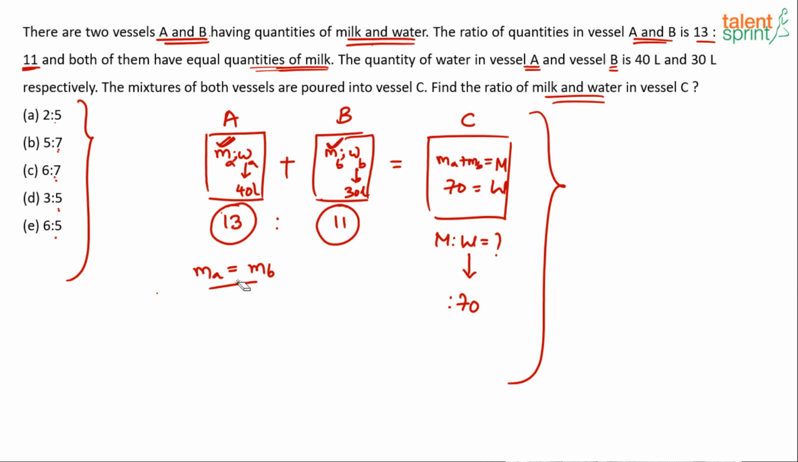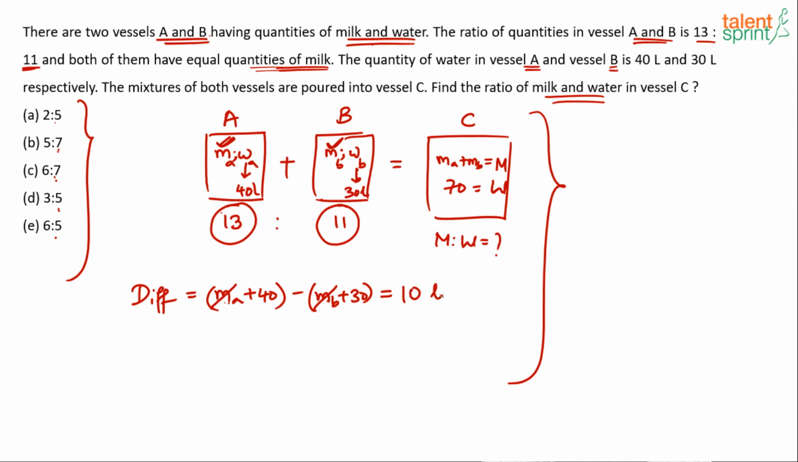You're getting it? What's the difference in terms of number of parts? See, focus on the difference. What is the difference? You very well know that the difference between the two quantities is 10 liters. 40 minus 30. Actually, strictly speaking, don't get confused that we are taking difference of only water. What is the difference here? NA plus 40 minus NB plus 30. How much is the difference, you tell me? See, you know that MA and MB are equal. So MA and MB gets cancelled. Yes or no? We know that milk in first one and milk in second one are equal. So MA and MB gets cancelled. 40 minus 30, 10. The difference is 10 liters.